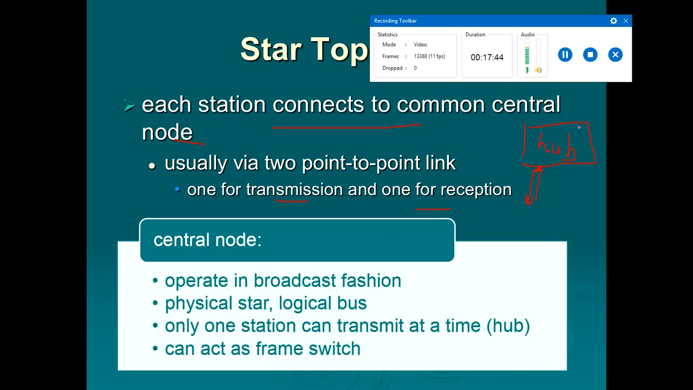The central node, which is the hub, operates in a broadcast fashion. Broadcast means, when data is sent, it will be received by all the stations attached to it.